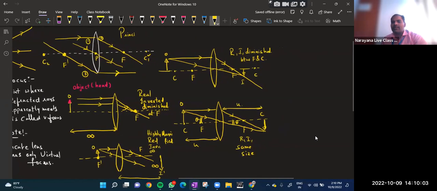Now, slightly, if you bring it closer, I mean, this is a convex lens. This is the point of focus.